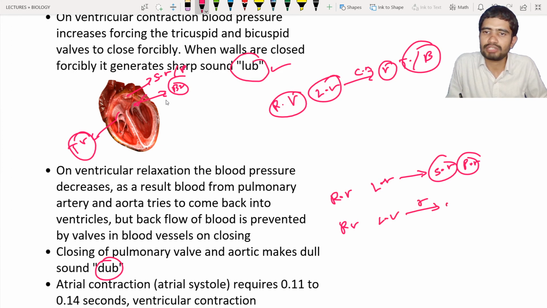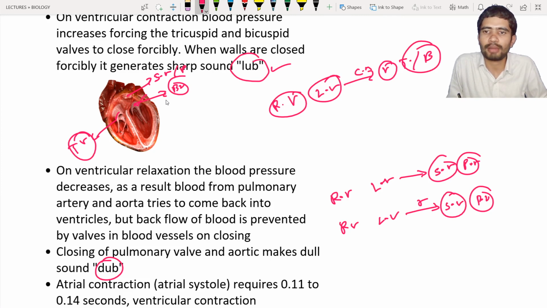The valves close. Which valves? The systemic valve and pulmonary valves will open. Okay, when they open, what happens when they are relaxed? When they are relaxed, the blood will be stopped. The flow of blood into these blood vessels will be stopped.